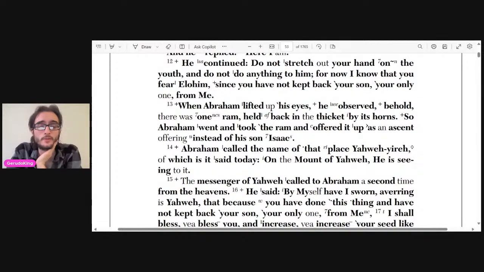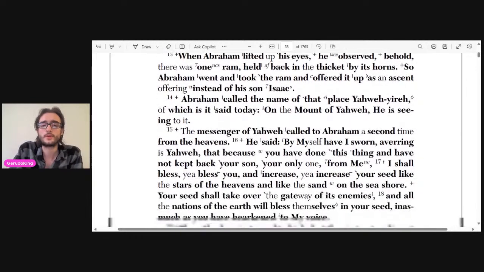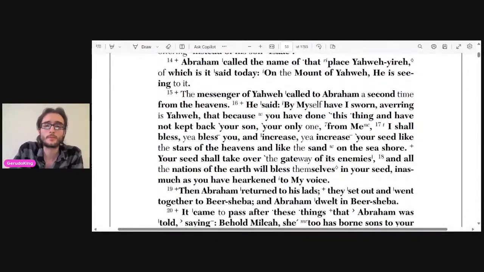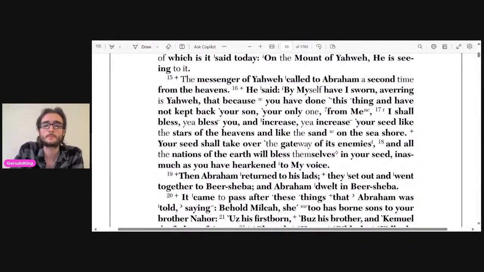For now I know that you fear Elohim, since you have not kept back from me your son, your only one. When Abraham lifted up his eyes, he observed, behold, there was one ram held back in the thicket by its horns. So Abraham went and took the ram and offered it up as an ascent offering instead of his son Isaac. Abraham called the name of that place Yahweh Yireh, of which it is said today, On the mount of Yahweh he is seen to.